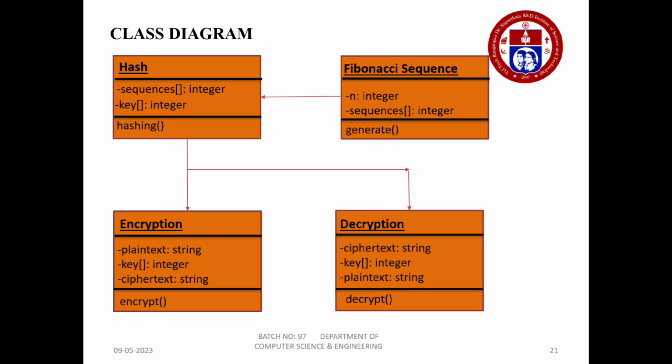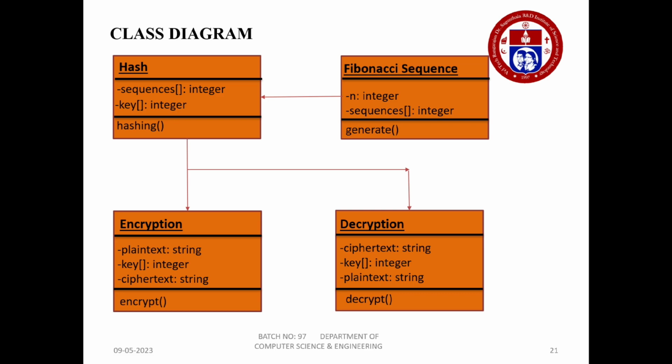The hash class uses the sequence list and the hashing method to get the key list output. The key list is passed onto the encryption class or the decryption class depending on which one we are trying to carry out. The encryption class contains plain text from the user. Using the key list, the encryption matrix is generated using the encrypt method, and then the plain text is converted to ciphertext using the encryption algorithm.